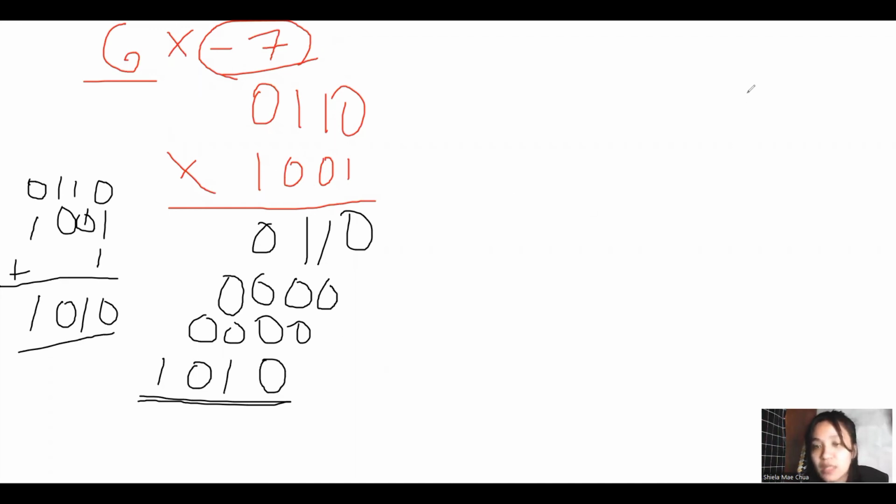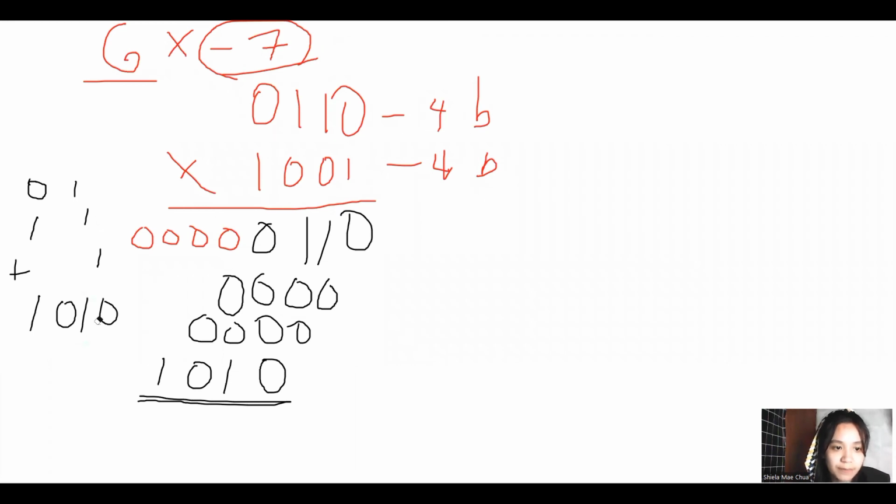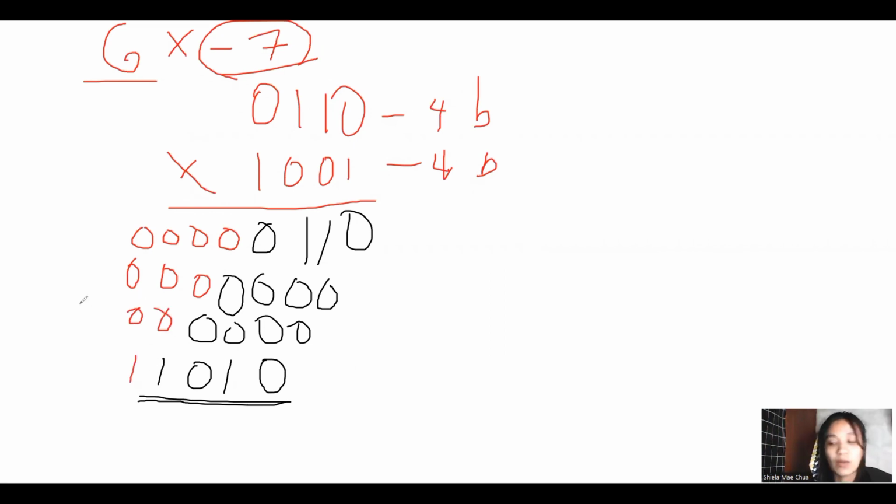Now, if this is 4-bit and this is 4-bit, which is 8-bit, we will put 0, 0, 0, 0. And let me just erase this part. And it will become 0, 0, 0, 0, 0, 0, and 1. Now, we can perform the addition.